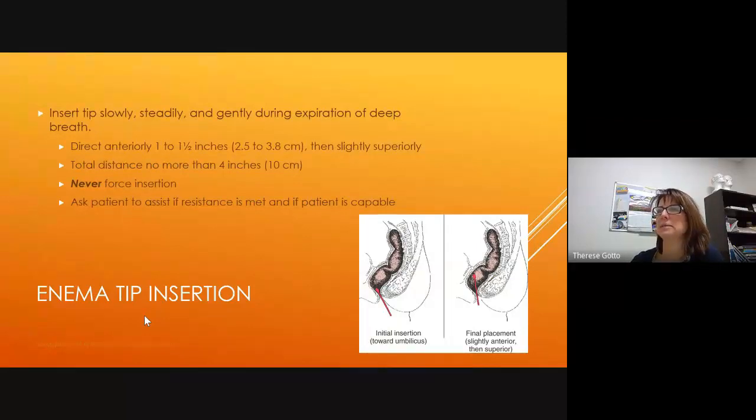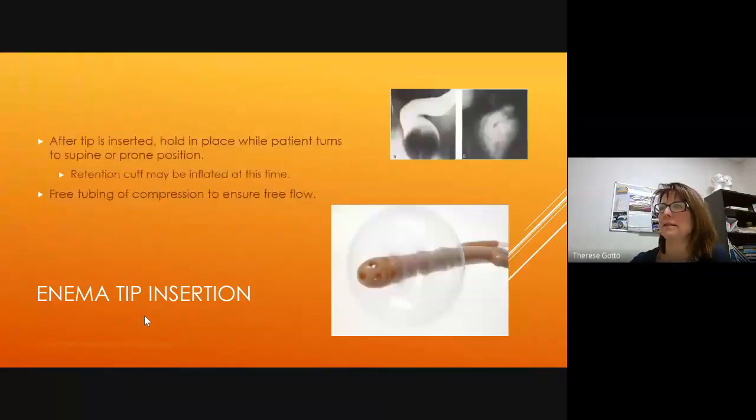You're going to direct the tip anterior 1 to 1.5 inches, and then you change and go slightly superior. You can insert a tip no farther than 4 inches. Once that has been inserted and you blow the balloon up at the end of that tip, you should feel that catch, and that will hold it in place as long as you clamp off that balloon tip.